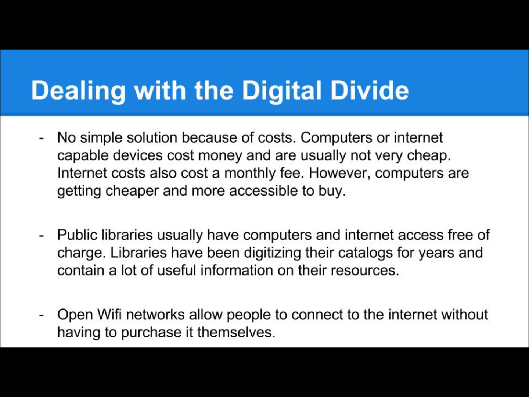Public libraries usually have computers and internet access free of charge, as well as schools that allow their students to use them when they are available. Libraries have been digitizing their catalogs for years and contain a lot of useful information on the resources that can be very accessible and helpful to students. Open Wi-Fi networks in public places allow people to conduct their internet usage in privacy without having to purchase it themselves.